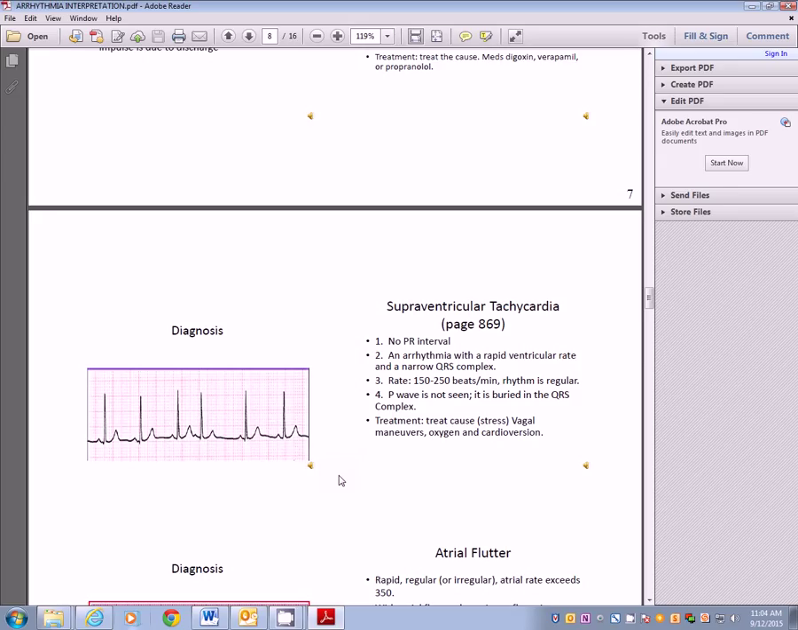SVT, supraventricular tachycardia. There is a good picture in your book on page 869 of SVT.